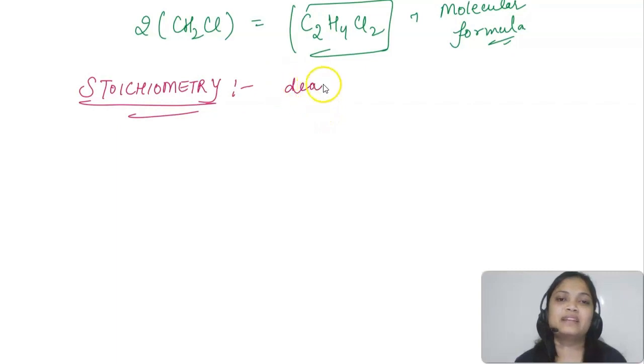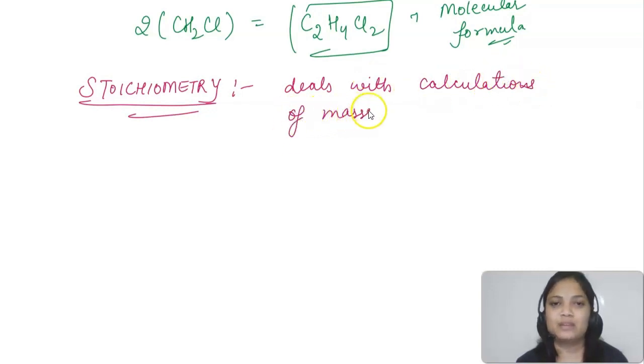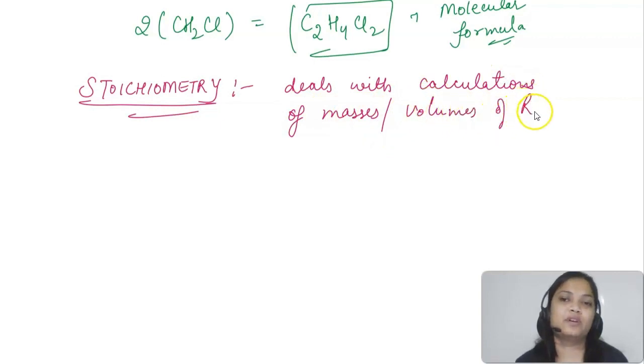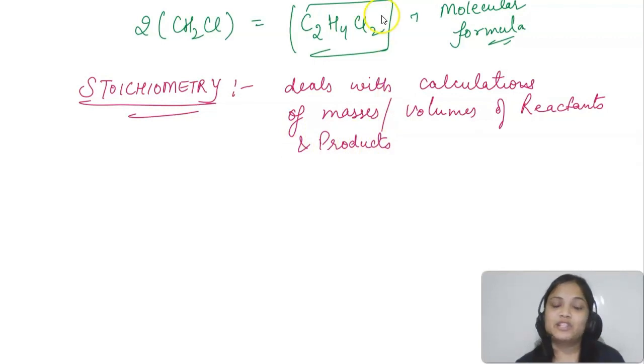It is something that deals with the calculations of masses, or I can say volume sometimes as well, if we are talking about gases, of course, of the reactants and products. Now you will say, what is ma'am saying, we are not getting anything, no? So actually, when some reaction is proceeding, how much reactant would be required to get that product? Or if we are taking this much reactant, how much product will I get?